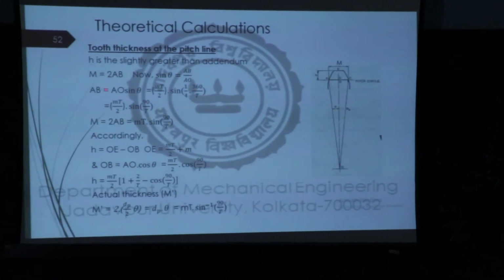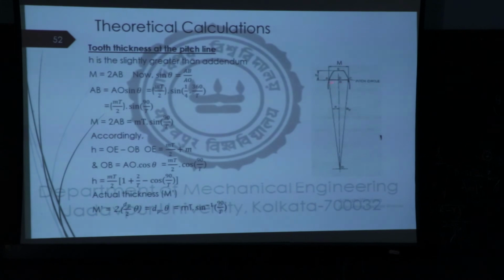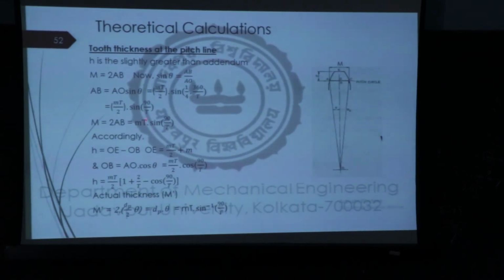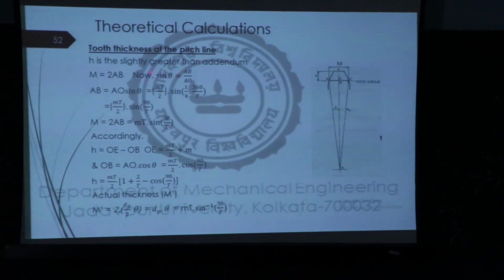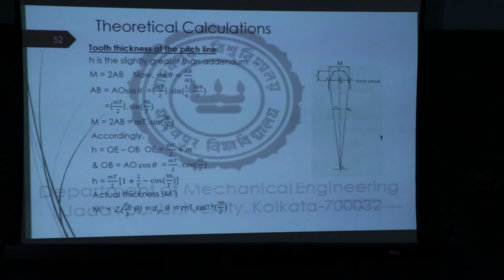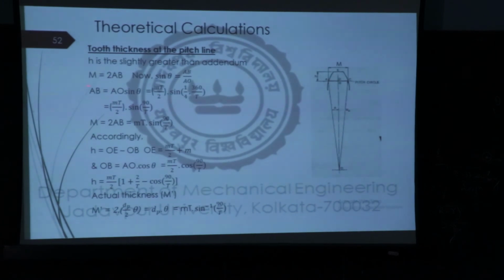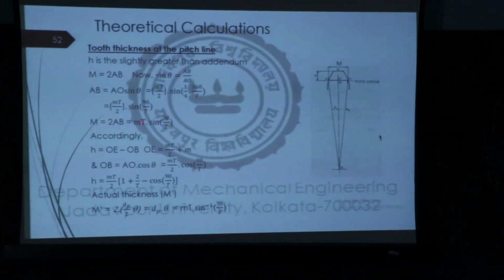So, how to find this M and H value? There is a simple deduction here. M equal to 2AB. This is AB, and twice of this is 2AB. If you know the sin theta value, put it over here. Just follow one by one. AB equal to AO sin theta, and AO is nothing but MT by 2. Why? Because MT is nothing but your PCD, the pitch circle diameter. So MT by 2 is the pitch circle radius, and theta is one-fourth of 360 by T. If you take the total rotation 360 by number of teeth, one-fourth of that is theta. Using that you get the AB value, then M is nothing but MT sin 90 by T.